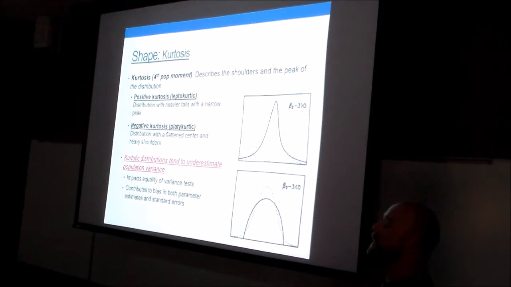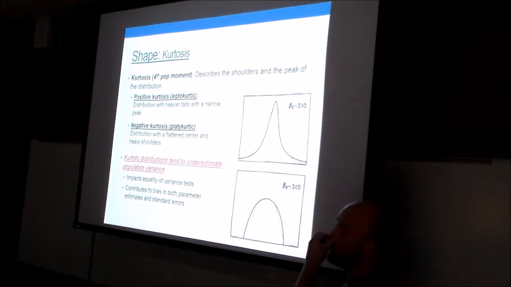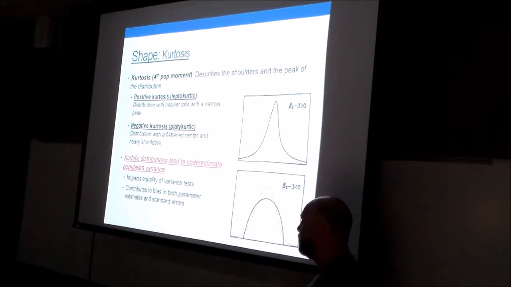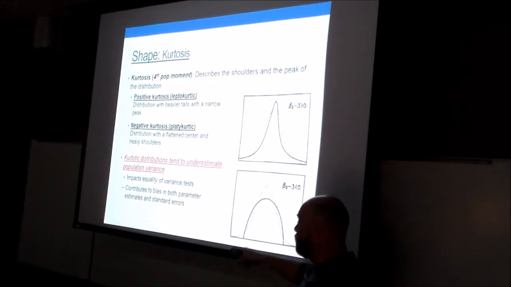Kurtotic distributions underestimate population variance. It doesn't matter if we've got positive kurtosis or negative kurtosis, both tend to systematically underestimate the actual population variance. Why is this? Makes sense, right? So why does negative kurtosis underestimate population variance? It excludes the extreme values. We're not getting the extremes, right? We're missing that stuff. We're not getting these folks, and so we're systematically underrepresenting population variance.